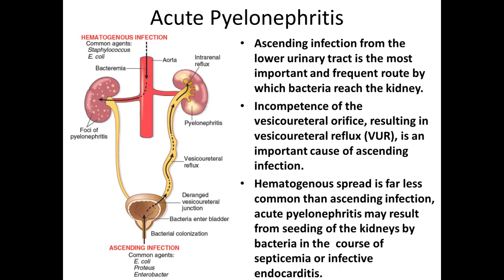You can see here schematically how hematogenous infection and ascending infection look, and the differences between the microscopic kidney changes. Of course, hematogenous spread is far less common than ascending infection, and acute pyelonephritis may result from seeding of the kidneys by bacteria in the course of septicemia or infective endocarditis.